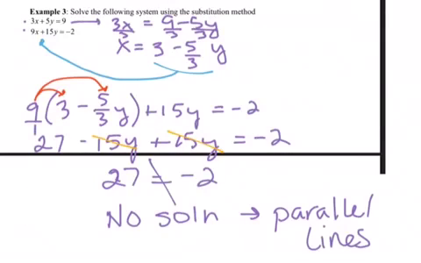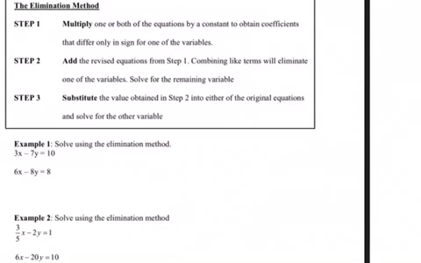Now this would be a good example of one where, if I didn't want to have to try to solve for one of the variables, I can use the next method, the elimination method. So in the elimination method, I can multiply one or both equations so that one of the values, either the number in front of the x's or the number in front of the y's, become the same value.